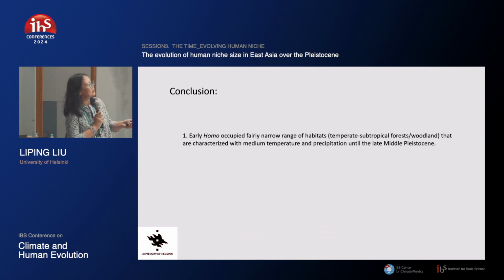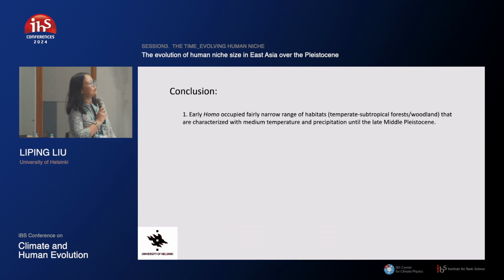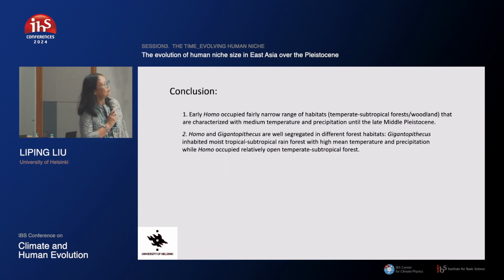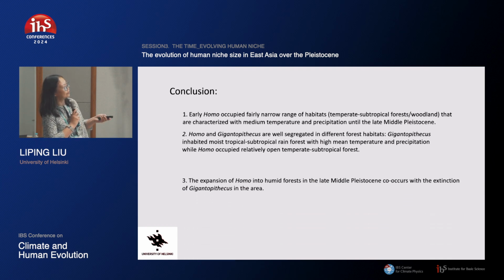So, conclusions. First, early Homo occupied a fairly narrow range of habitat, most likely temperate subtropical forest. Second, Homo and Gigantopithecus were well segregated in different forest habitats. Gigantopithecus inhabited the rainforest, and humans preferred the relatively more open forest.